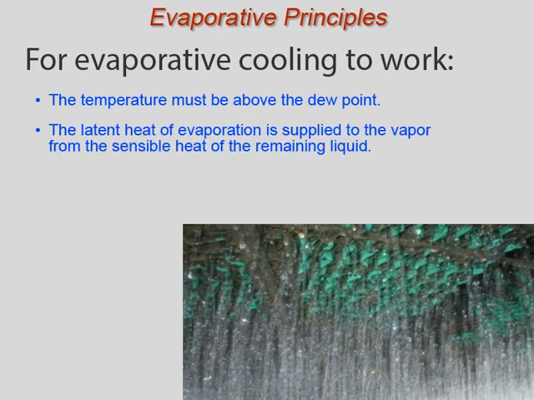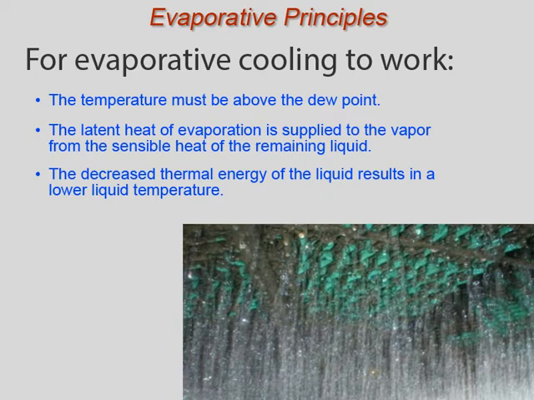The latent heat of evaporation is supplied to the vapor from the sensible heat of the remaining liquid. Recall that latent heat is used for a phase change. The thermal energy used for evaporation comes from the remaining liquid. The decreased thermal energy of the liquid results in a lower liquid temperature. This is a decrease in sensible heat causing a decrease in temperature.